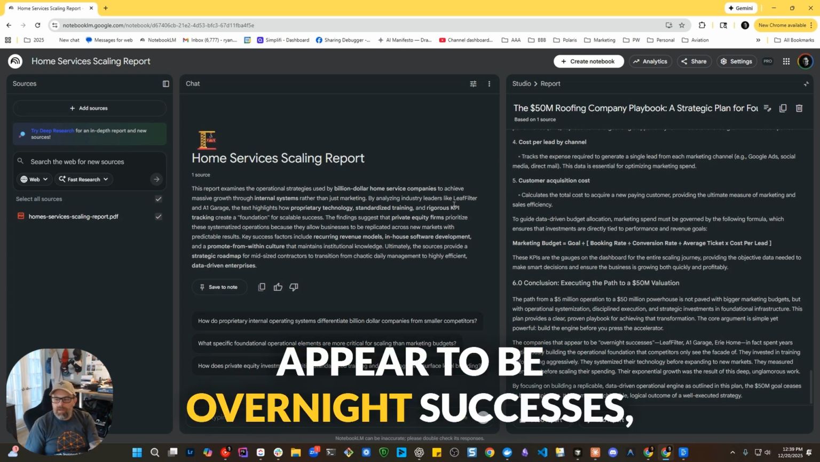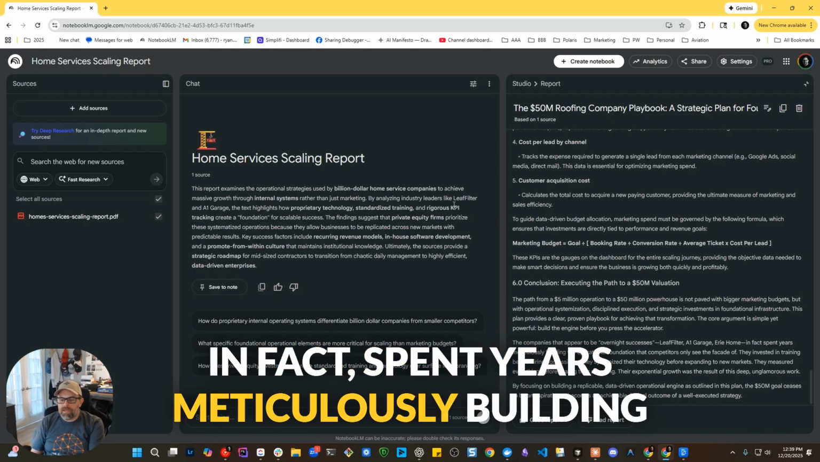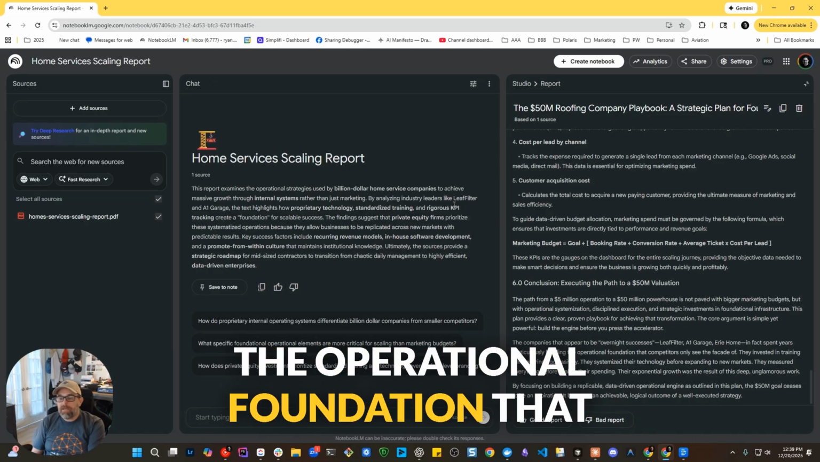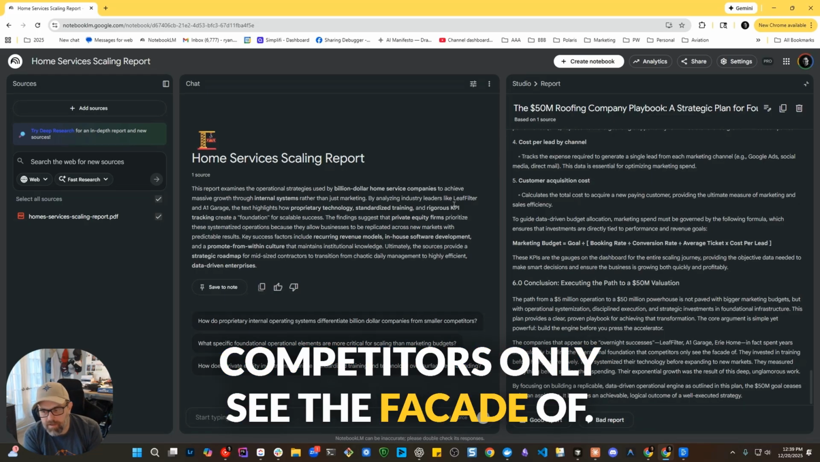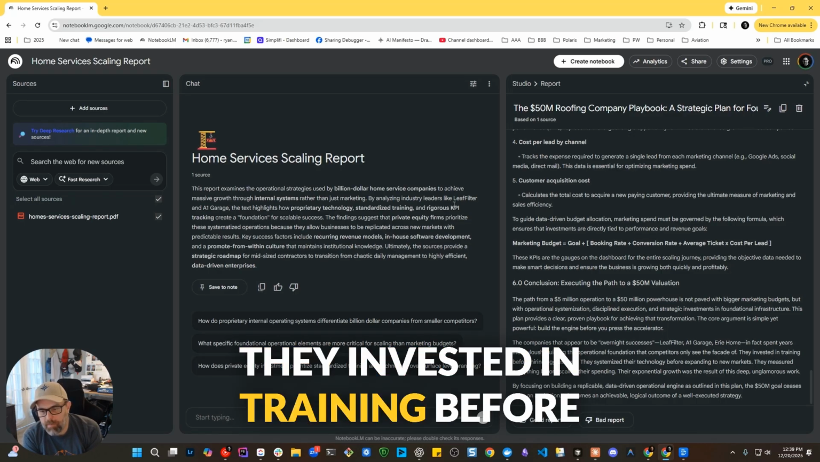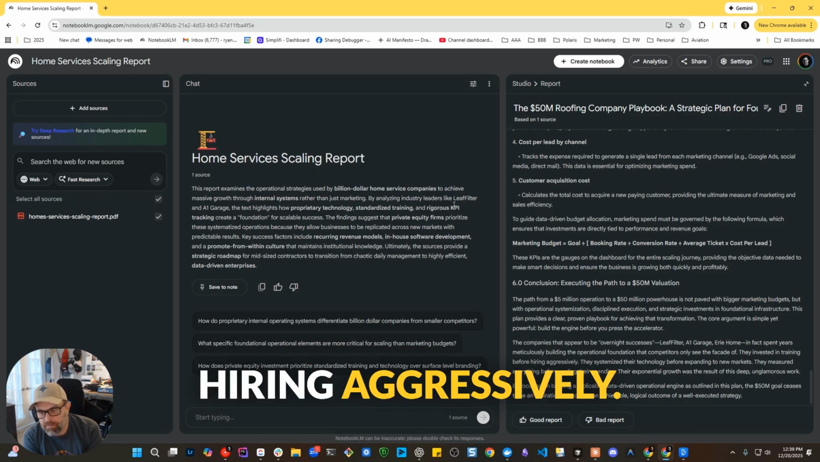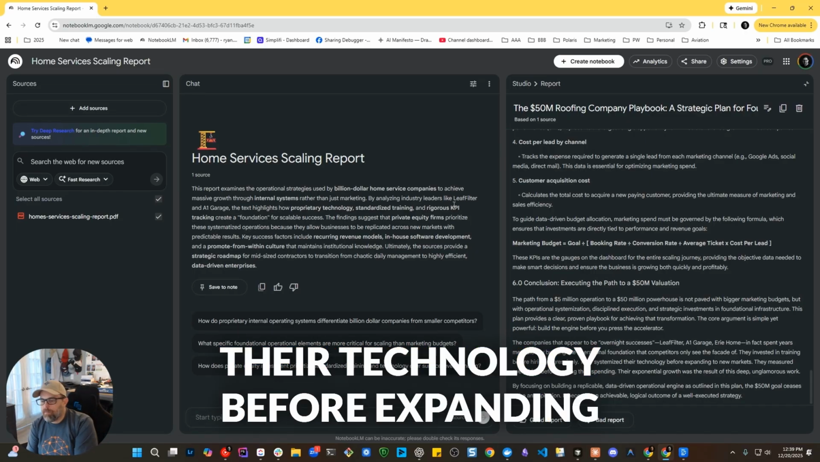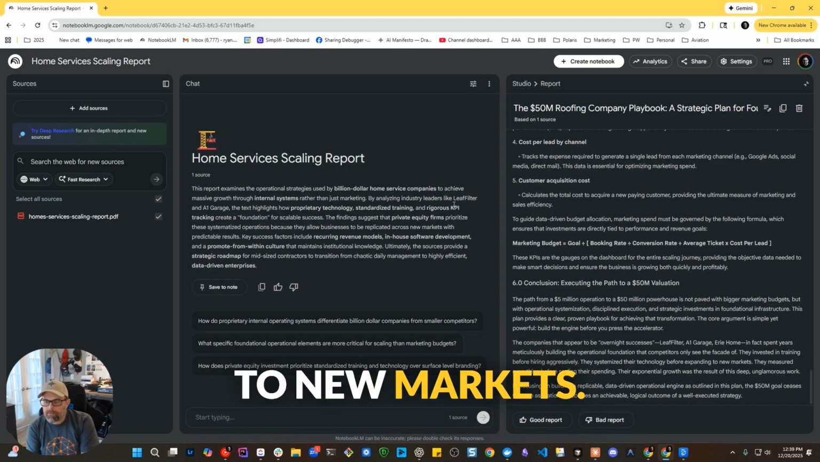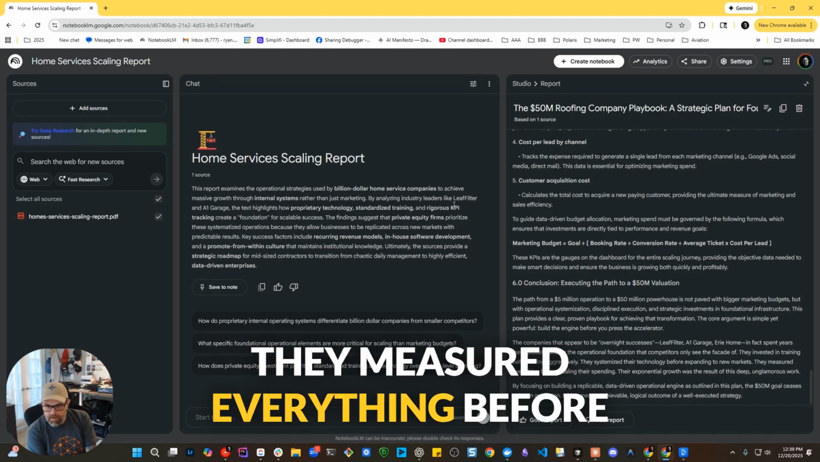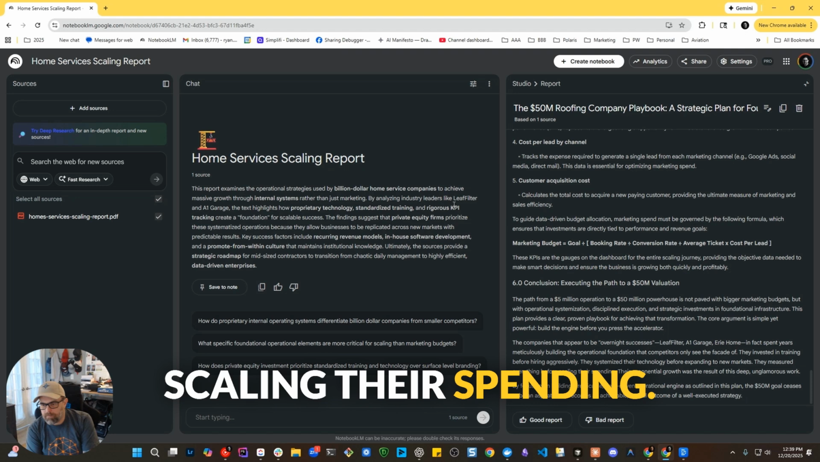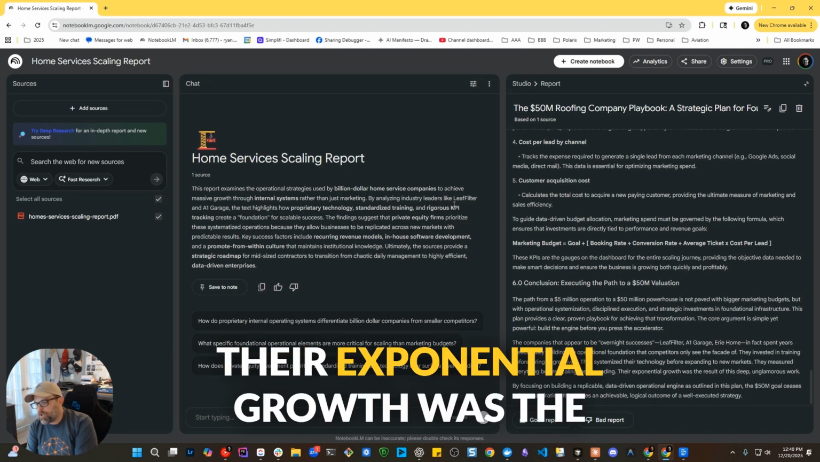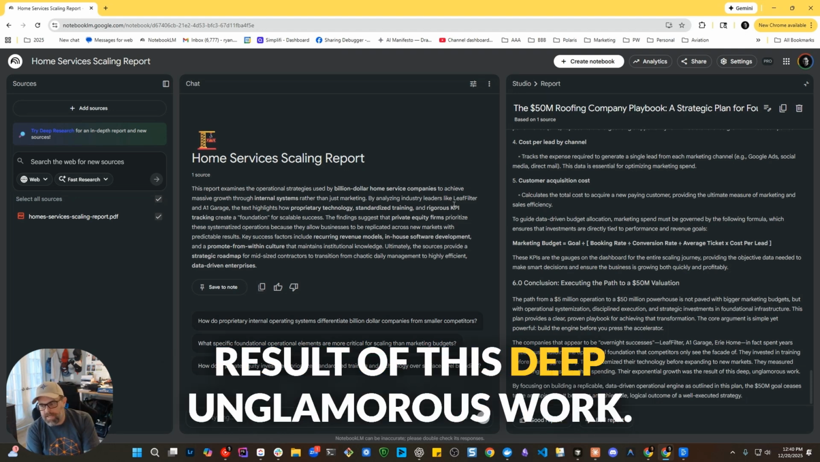These companies that appear to be overnight successes, in fact, spent years meticulously building the operational foundation that competitors only see the facade of. They invested in training before hiring aggressively. They systemized their technology before expanding to new markets. They measured everything before scaling their spending. Their exponential growth was the result of this deep, unglamorous work.